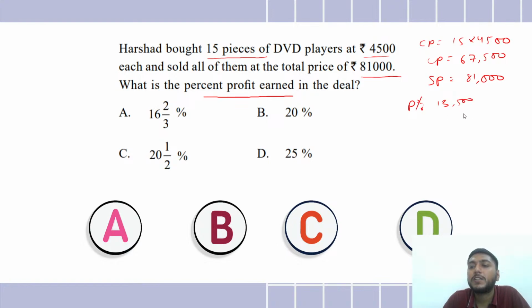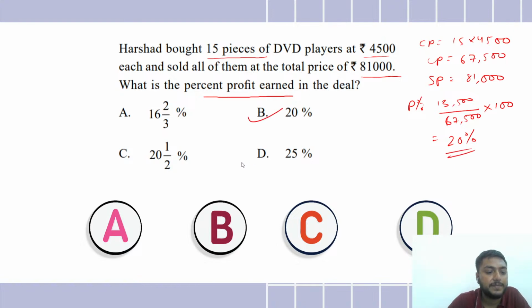And then what is profit percentage? It is 13,500 by 67,500, the cost price, multiplied by 100. And what will we get? We will be getting the answer as 20%. All of you are getting the answer. Very good. 20%. So option B is correct.